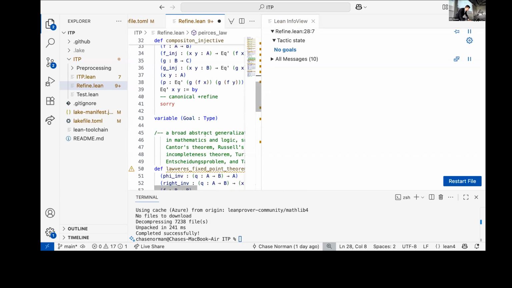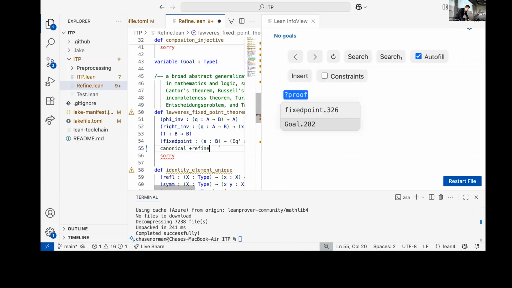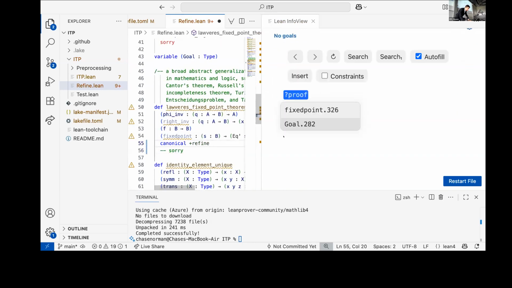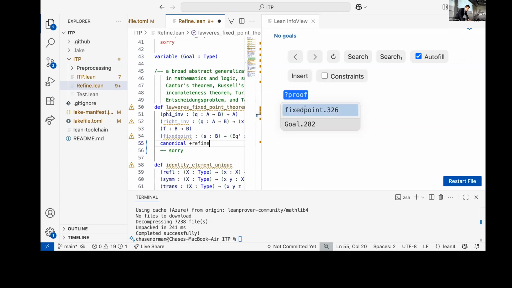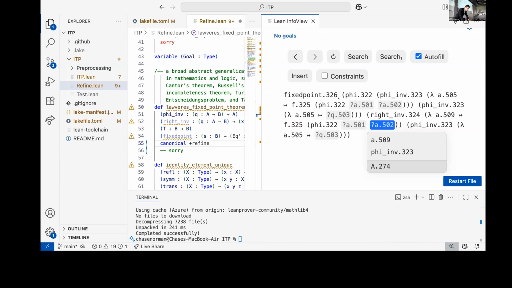Just as another example, here's Lever's fixed point theorem, which is actually a generalization of Cantor's theorem and many others like Gödel's incompleteness theorem and so on and so forth. And so now I have autofill. So it's filling in a lot of things that are forced moves automatically.